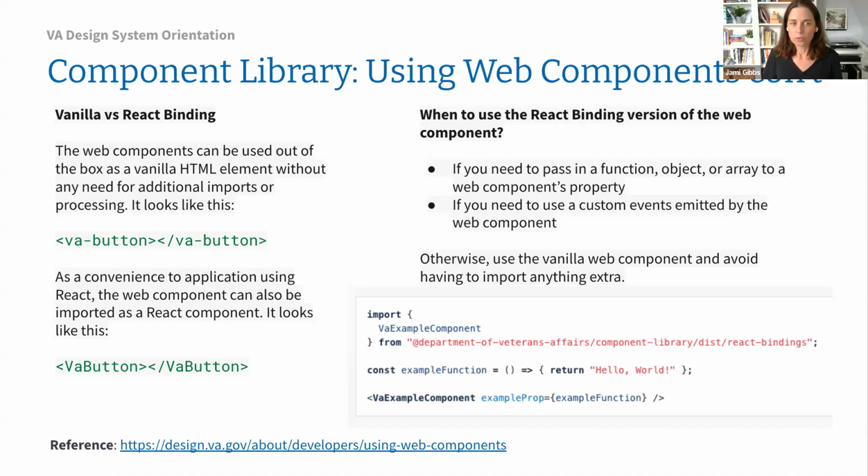As a convenience, though, to applications that are using React, like VA.gov, the web components can also be imported as a React component. What that looks like is what they call camel case. So instead of va-button, it would look like capital V, capital A, capital B, utton. That's what we consider the React binding of a web component. In both cases, they're still the web component. They just have a little bit of different functionality in React environments.